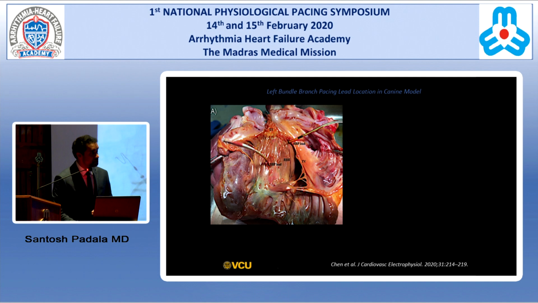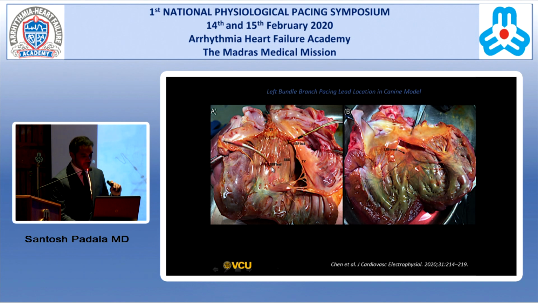Finally, left bundle branch pacing leads. This was from canine models, recently published in JCE, and you can see here, looking from the right side, this is the His bundle lead, and this is the left bundle branch area pacing lead. When they looked at the left side, you can see the arrow points to where the helix of the left bundle pacing lead is, and when they did the Lugol's iodine staining, you can see the left bundle branch and all its branches, and you see how close the helix is to the bundle branches.